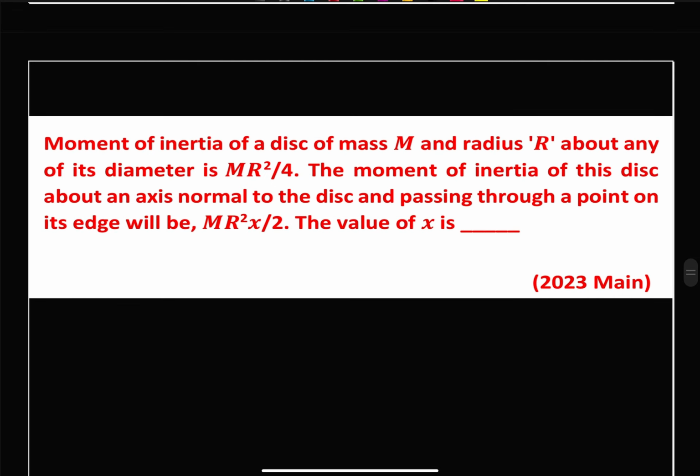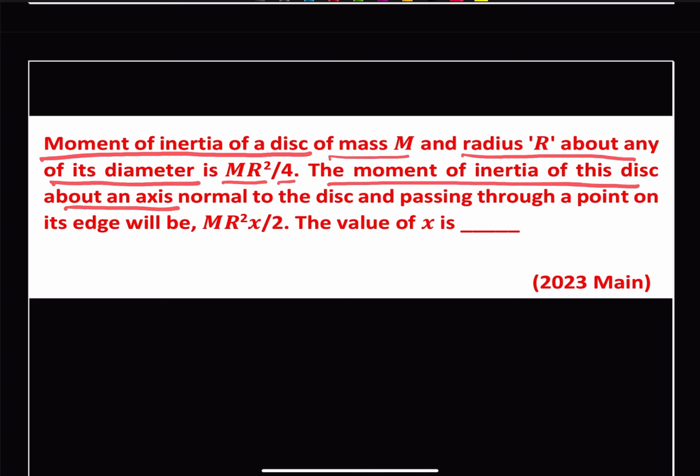It states that the moment of inertia of a disk of mass m and radius r about any of its diameter is mr square by 4. The moment of inertia of this disk about an axis normal to the disk and passing through a point on its edge will be m r square x upon 2. The value of x is? So here we are having two axes. One is with respect to the diameter, and the other passes through a point on the edge.